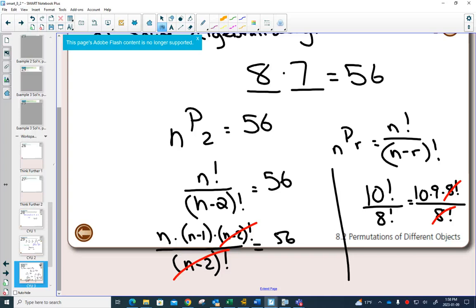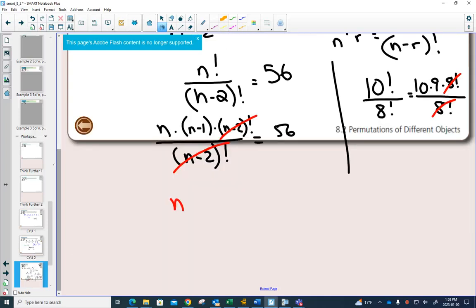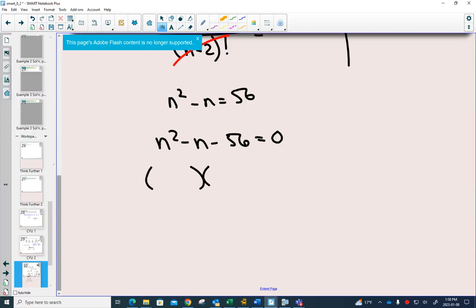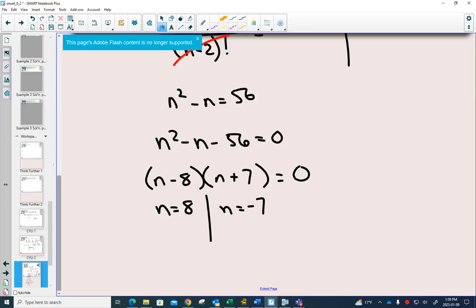What does this leave us with? n times n minus 1 would be, wow, red. n squared minus n equals 56. This is a quadratic equation. You know how to solve quadratic equations. You have to make one side equal to 0, and factor or use the quadratic formula. This one factors nicely. In fact, all of these ones will always factor nicely because n has to be a whole number, but you get both n equals 8 and n equals negative 7.